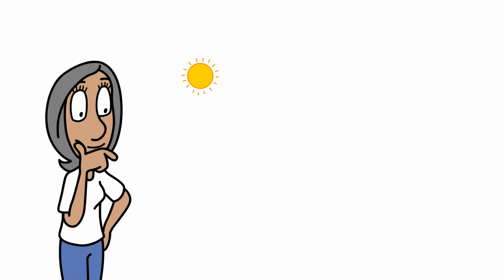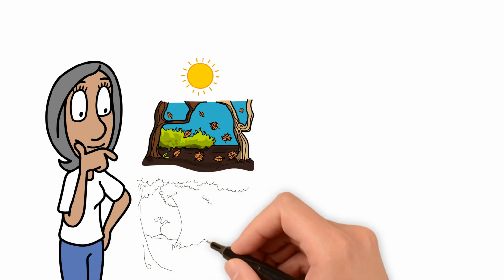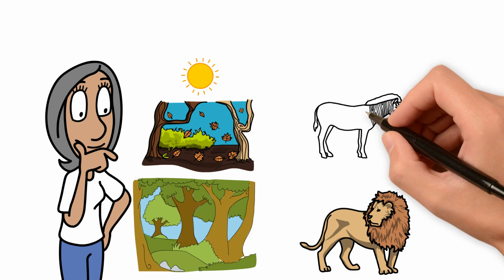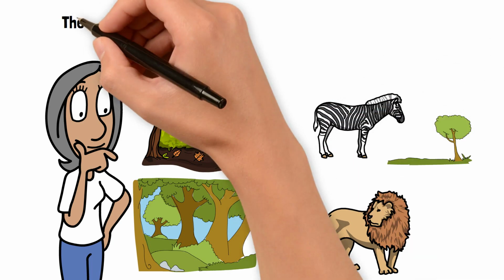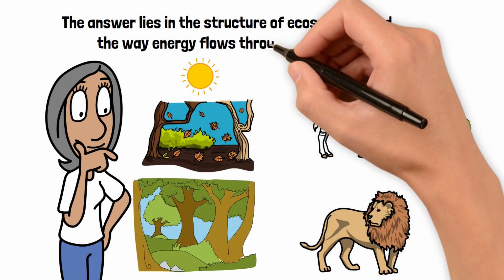Here's something to think about. How does sunlight captured by a tiny leaf in the Amazon rainforest eventually power a jaguar? And why does a lion need to eat an entire zebra to get energy that originally came from grass? The answer lies in the structure of ecosystems and the way energy flows through life's web.